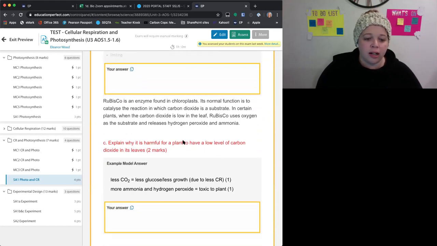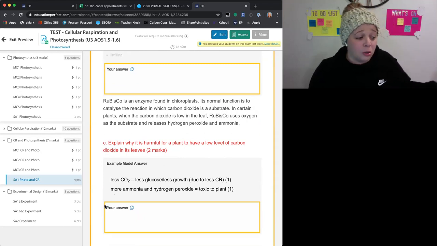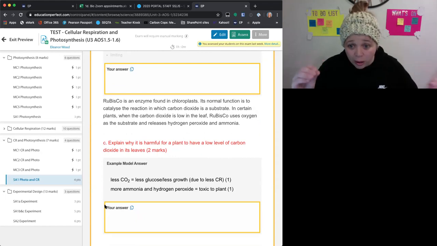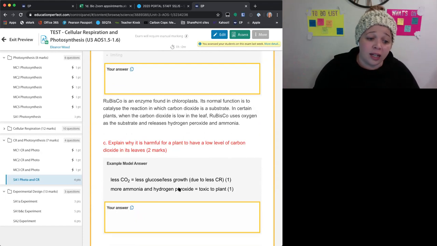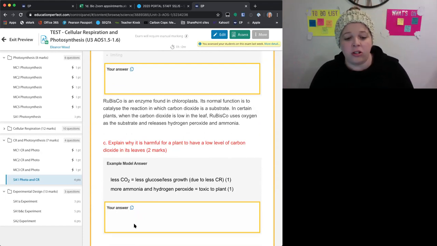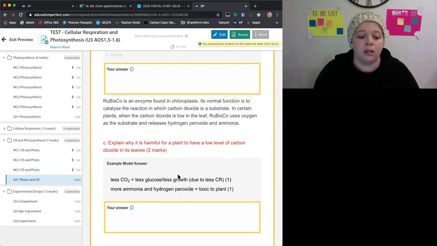The last one, why is it harmful for a plant to have a low level of carbon dioxide? You've got less carbon dioxide, which means less glucose produced, and that's 1 point. Yeah, 1 point for the glucose point. Then the next one was if you get more ammonia or hydrogen peroxide, it's toxic to the plant. Usually we had people giving me one or the other, but not both.